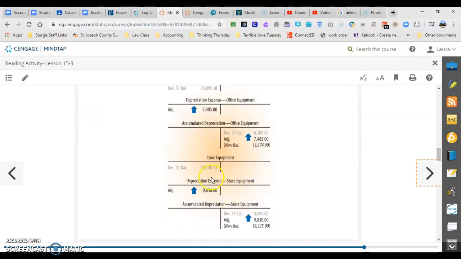In this case, same thing for store equipment. It was originally bought at here. We did an adjustment, calculating how much we depreciated those assets during the year. And now the new balance of store equipment is $18,325. So if I ask you the question, after your adjustment for the year, how much is the book value of store equipment, you would take the balance of the asset account minus your accumulated depreciation, and that's really how much it's worth on your books, the book value.